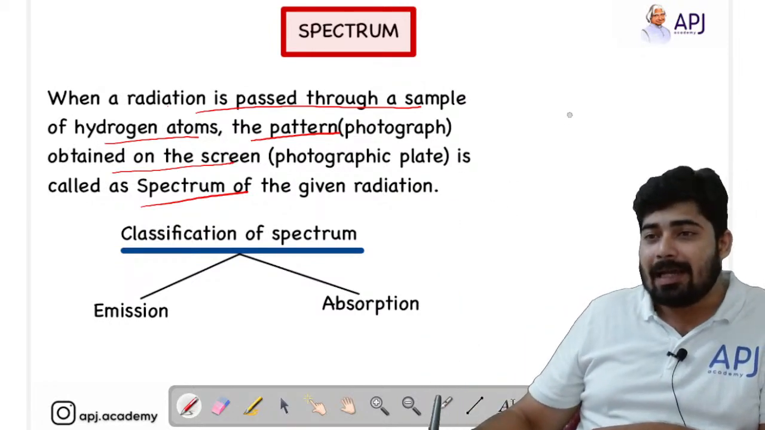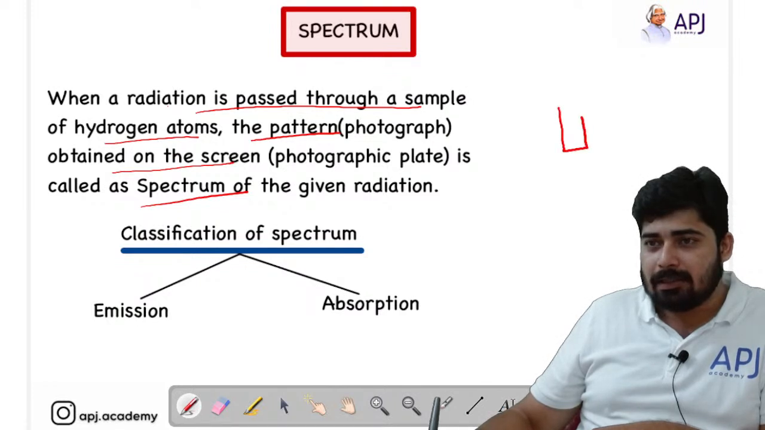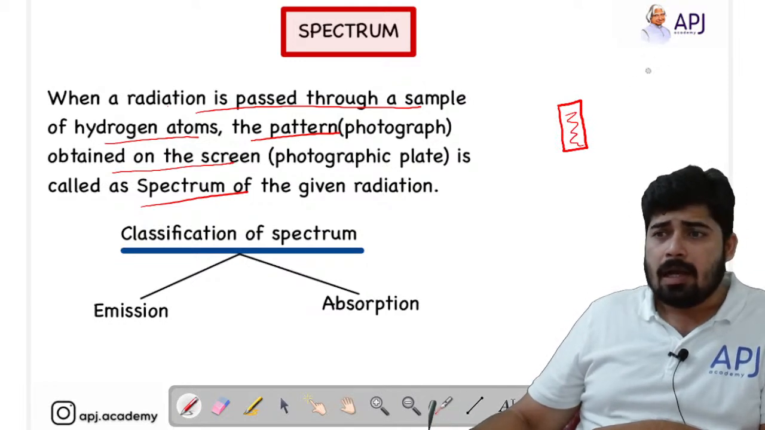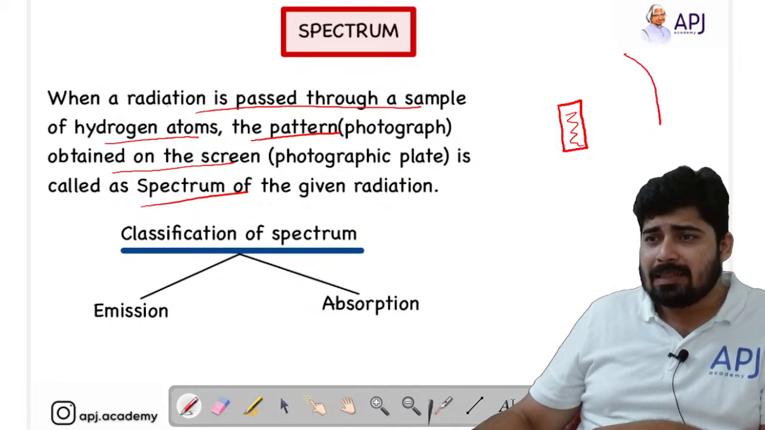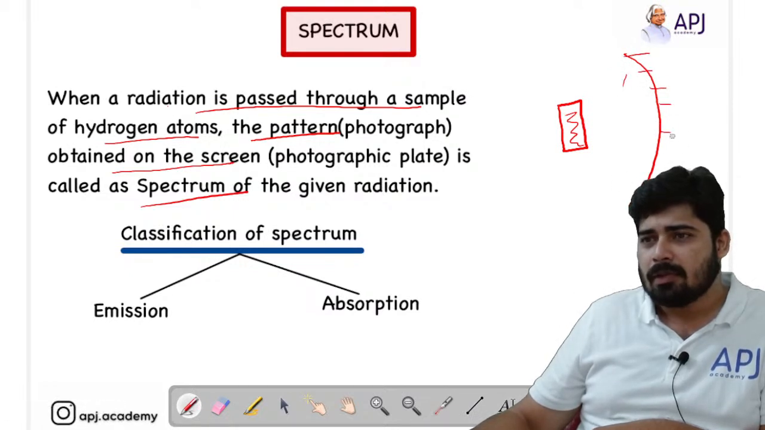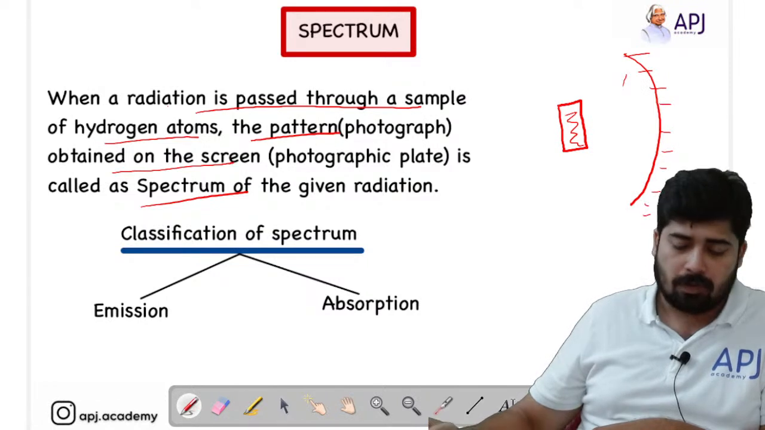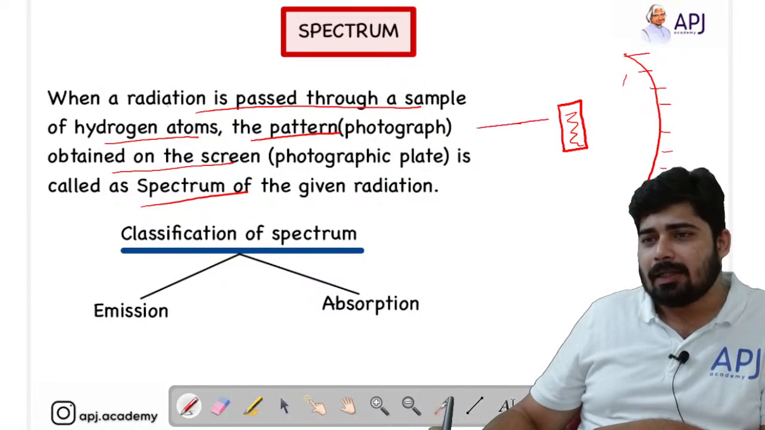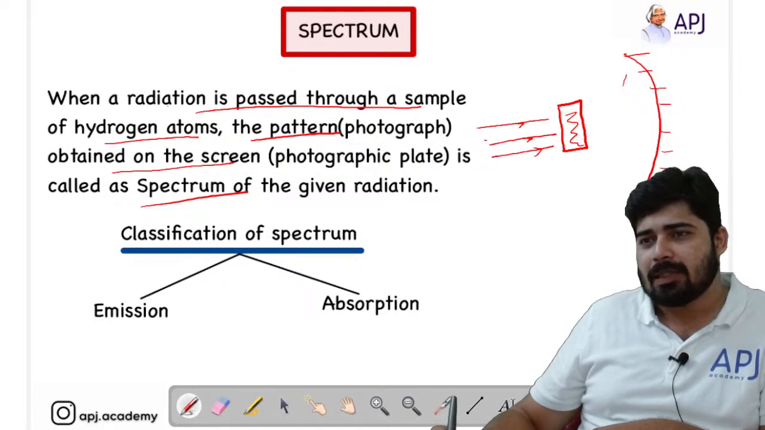Let me take a sample here. Consider this is a container filled with hydrogen atoms, and I have placed a screen over here. Now we are passing certain radiations through this sample.